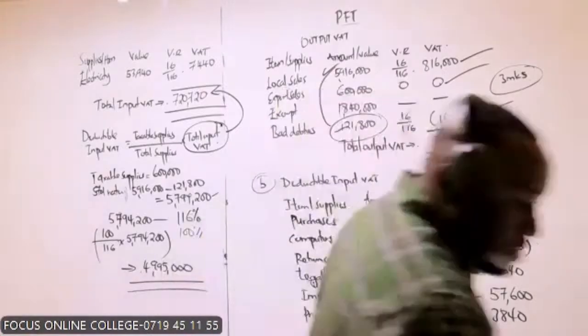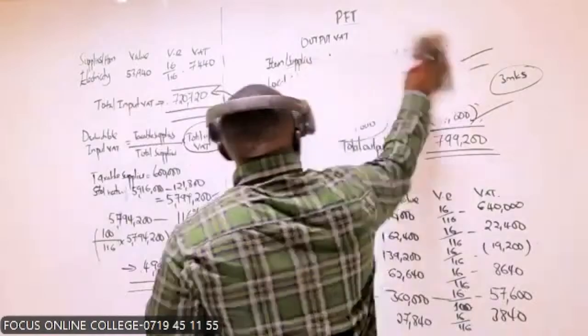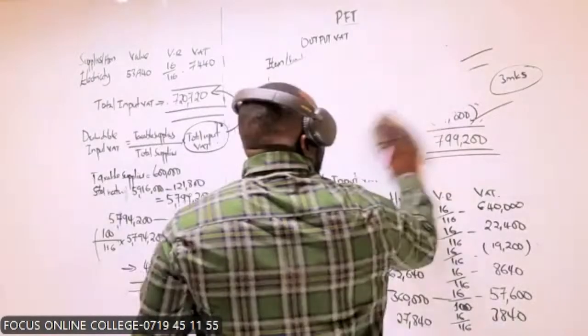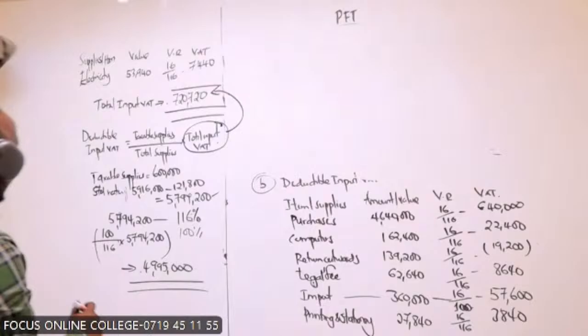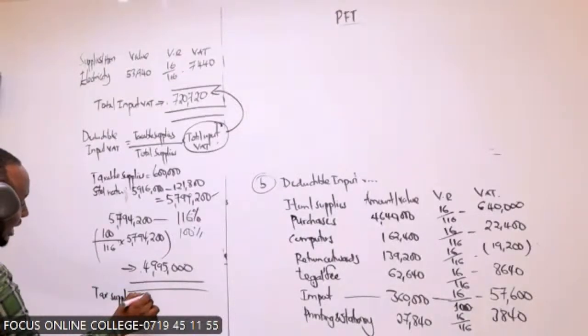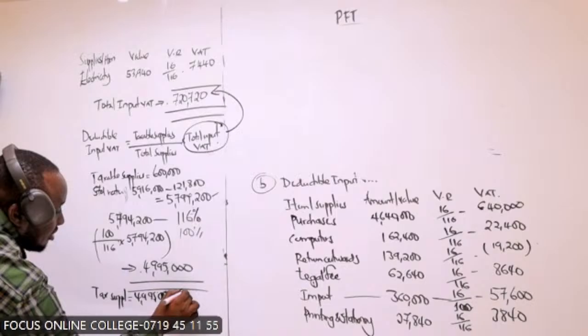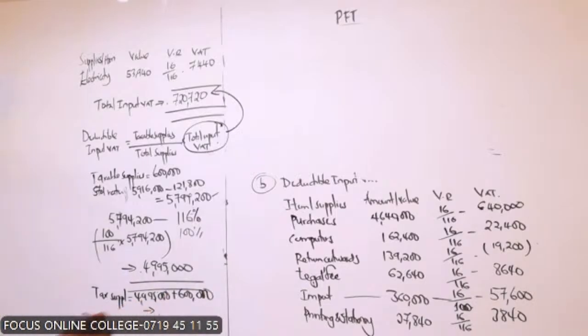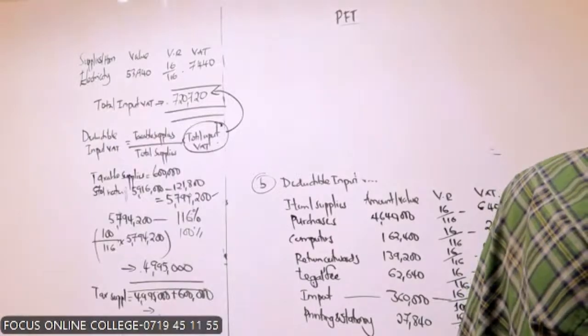So together, I can come back here. I have this. So look up. So I can get the taxable supplies. So taxable supplies should be 499,500 plus 600,000. So what should be the total of the taxable supplies?